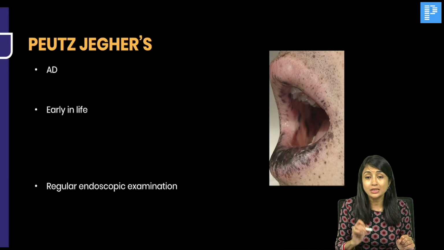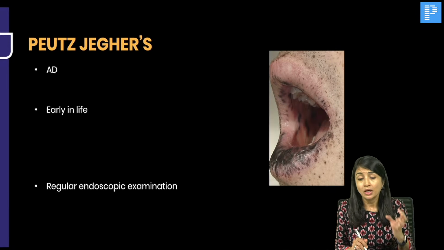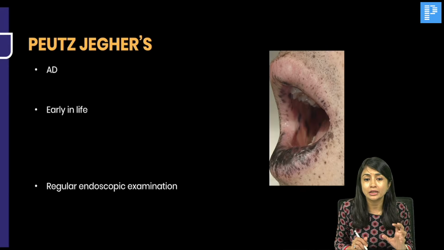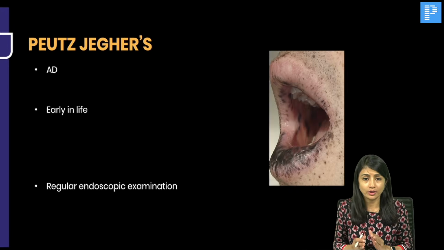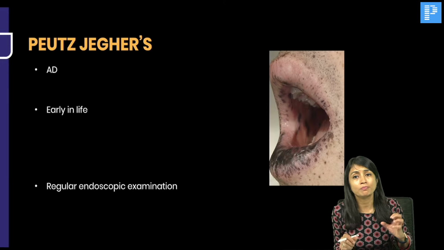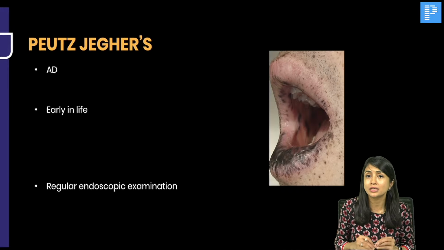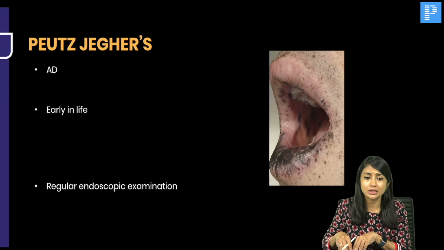Then they give you this image where you see a lot of periorificial lentiginosis. If you see periorificial lentiginosis, P for periorificial, P for Peutz-Jeghers. So, Peutz-Jeghers is an autosomal dominant condition where you see periorificial lentiginosis, and it is associated with a family history of some gastric malignancy or carcinoma.